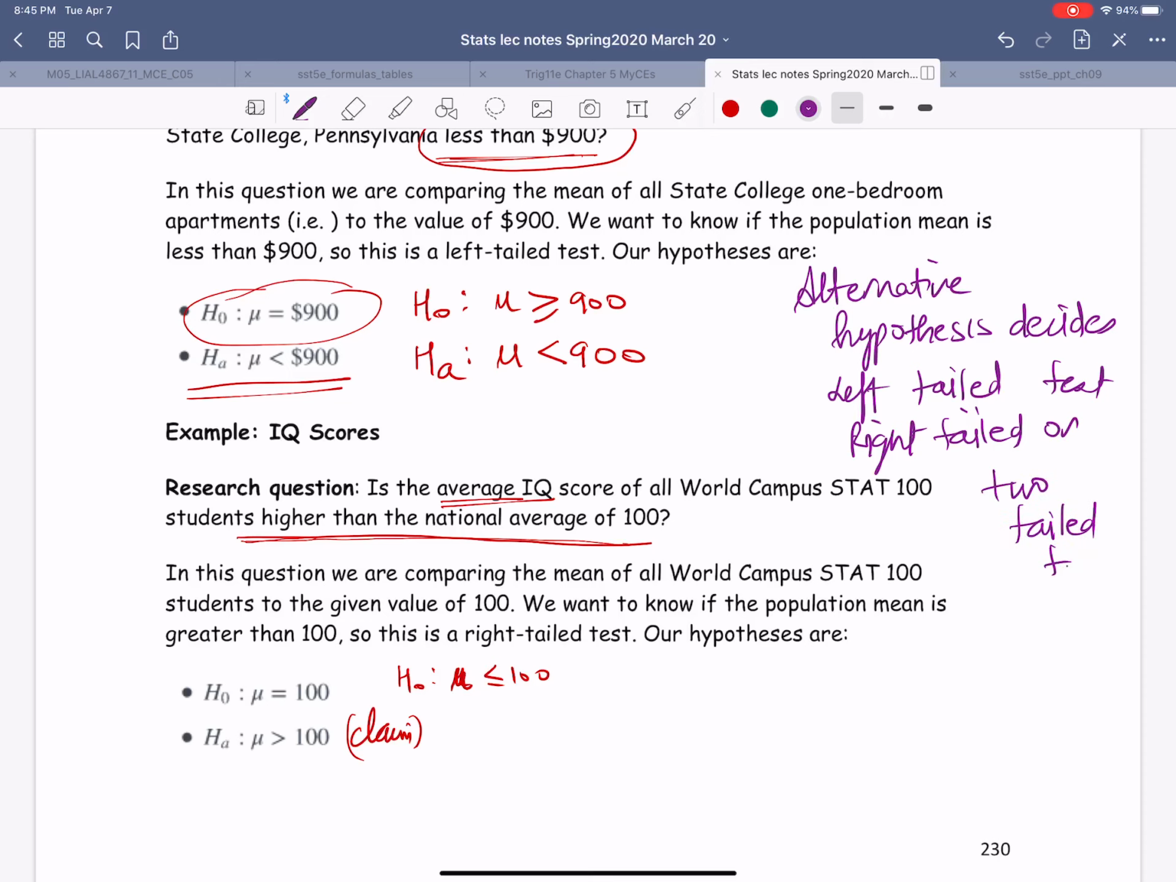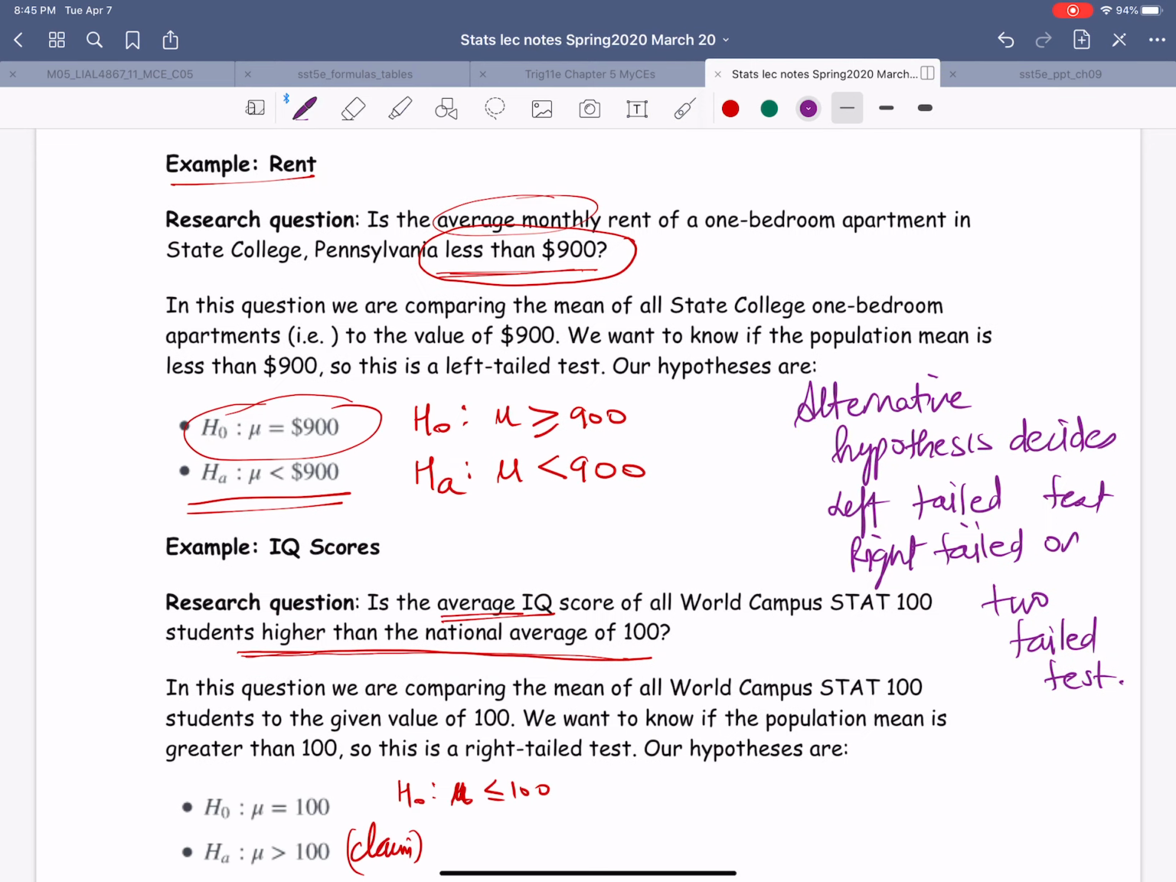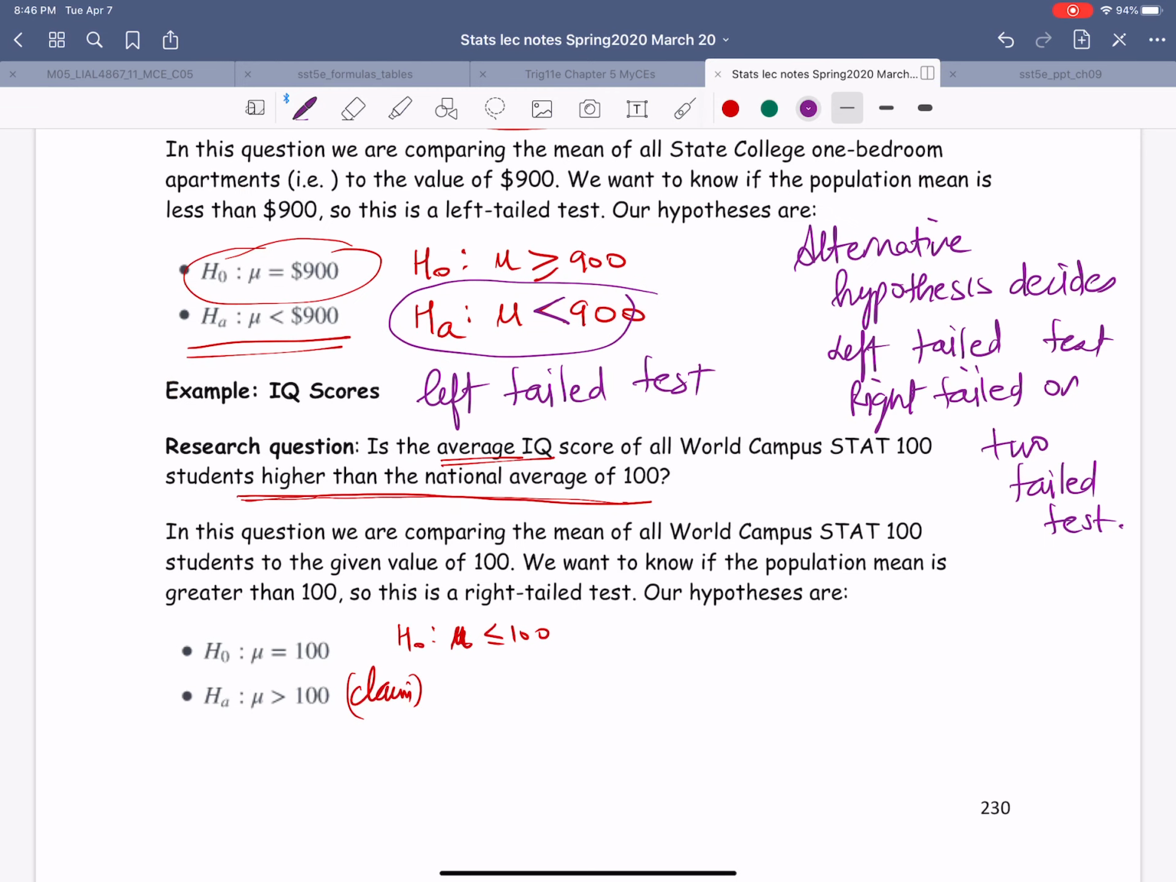Two-tailed test. Okay, so if I look at this alternative hypothesis, I can tell it would be a left-tailed test because it's less than. If your alternative hypothesis here is greater than, it would be a right-tailed test. Okay.